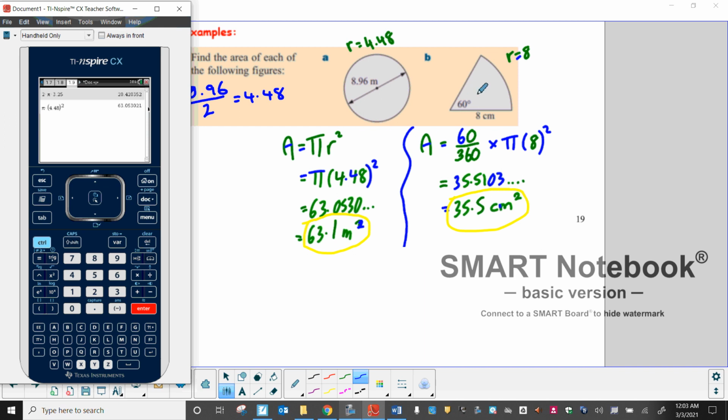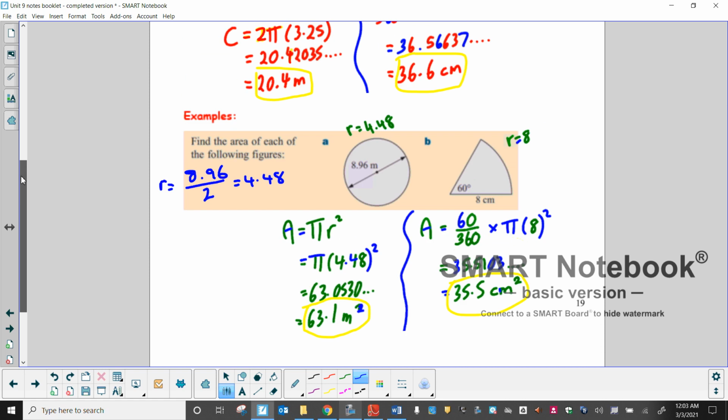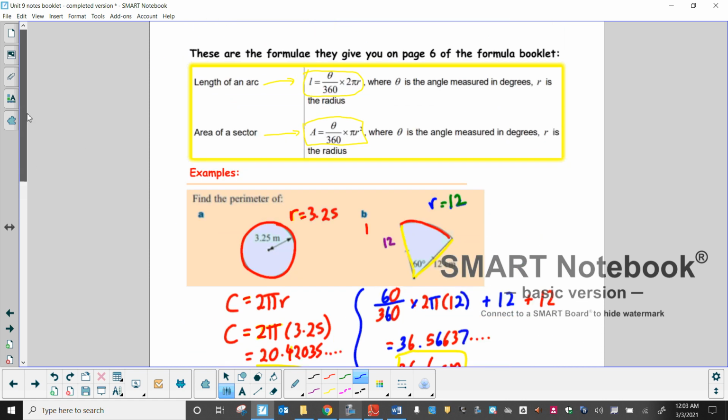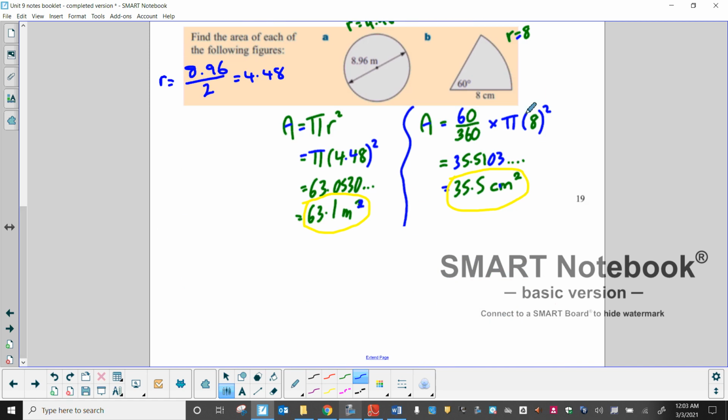Now they want the area of the sector. So remember, for the arc length, we had to do that length plus the 2 radiuses. Area of the sector, you just purely use the area of the sector formula. There's nothing extra to add. So area of a sector is theta over 360 times pi r squared, which comes from here, area of a sector, on page 6 of your formula booklet. So the angle is 60 again this time. The radius is 8. I always write out what the radius is. Theta over 360 times pi 8 squared.